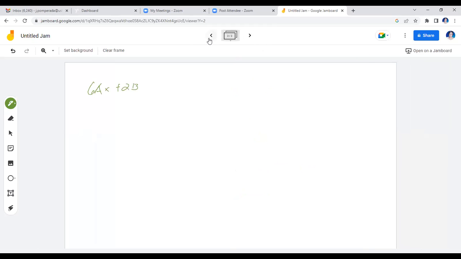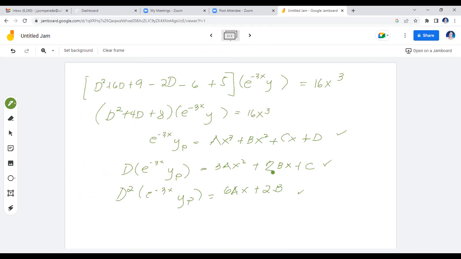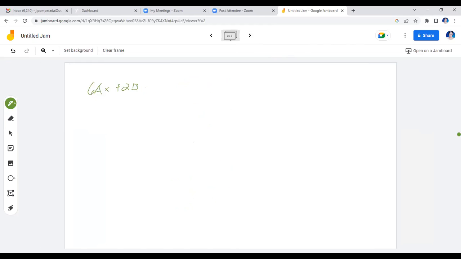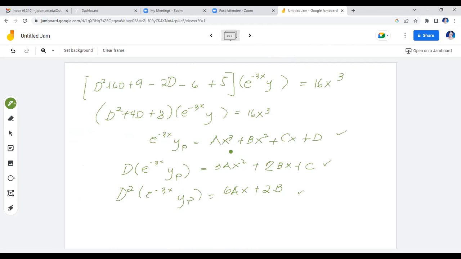Okay. Then you see you have 4d. So meaning all of this will be multiplied by 4. All of this should be multiplied by 4. So your answer would be something like this. So just add it in here. So you have 12ax squared plus 8bx plus 4c. So what you did, or what I did, is just simply multiply this one by 4.